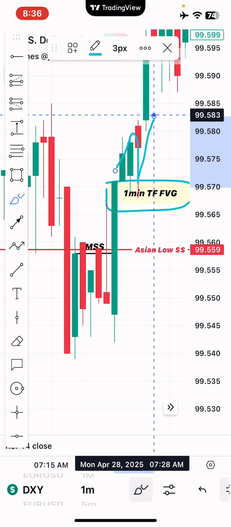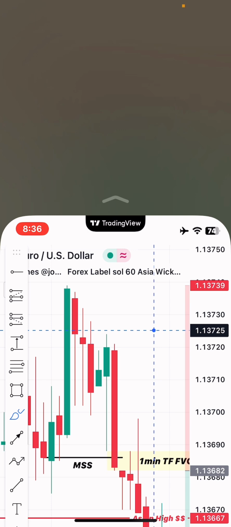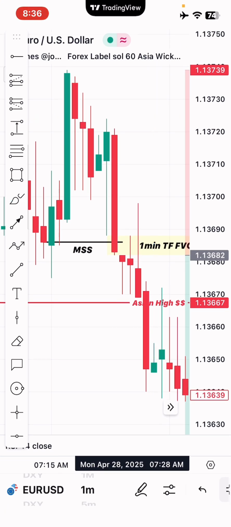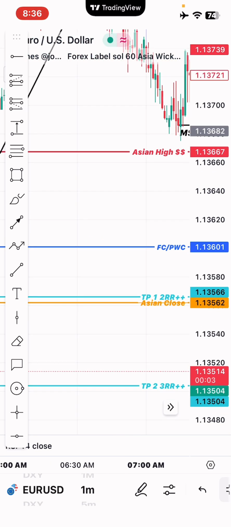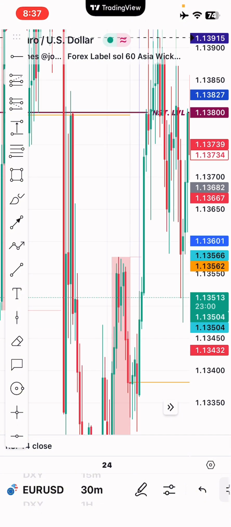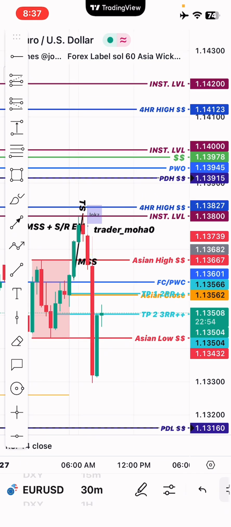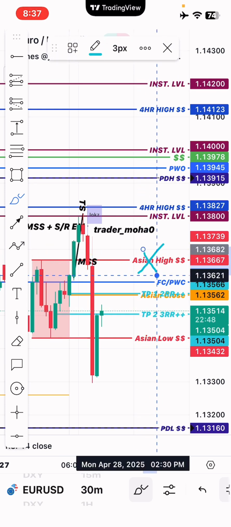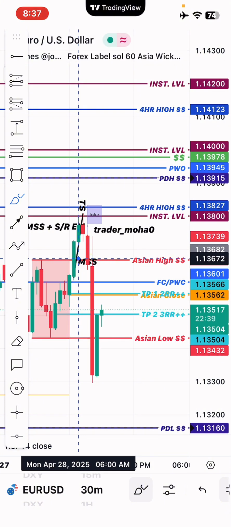But before, when I saw this fair value gap in the 1-minute time frame, I immediately switched to Euro USD. As for the Euro USD chart, you can all see that price actually swept the Asian high before London session, because this candle itself was the candle that swept the Asian high before London session.